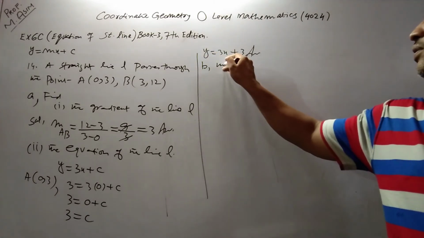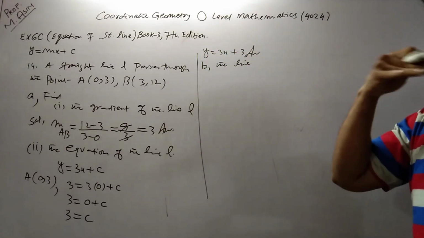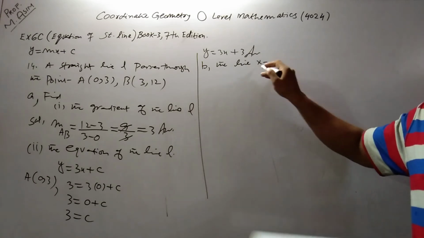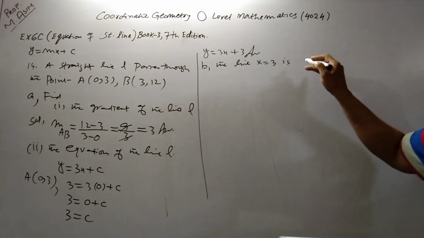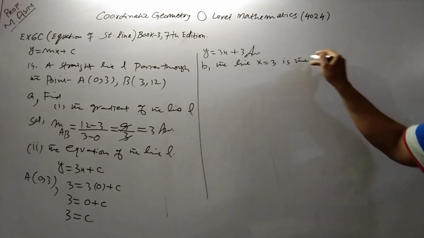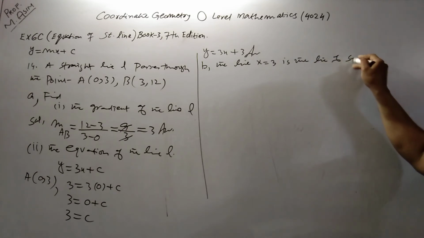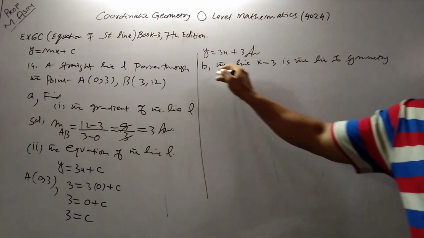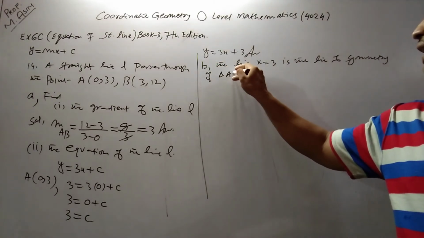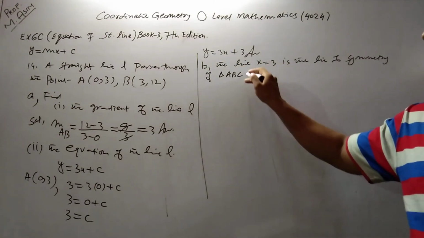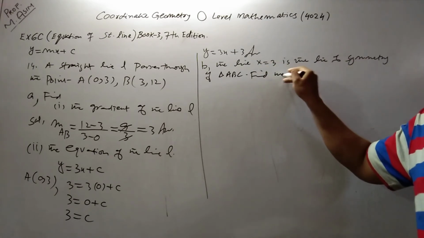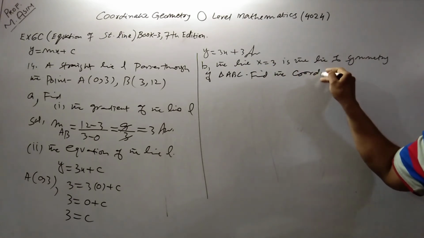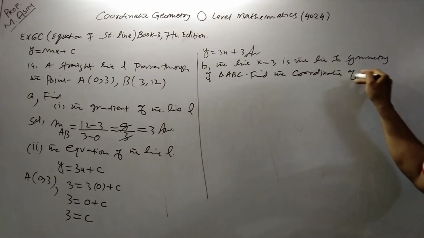Part B. The line x equals 3 is the line of symmetry of triangle ABC. Find the coordinates of C.